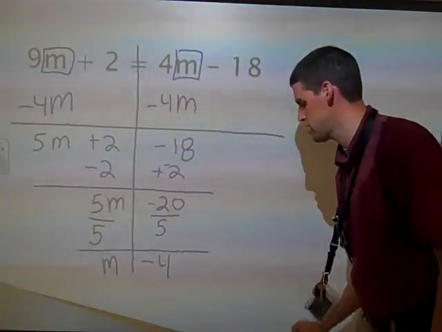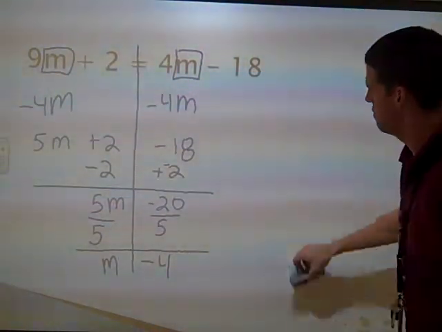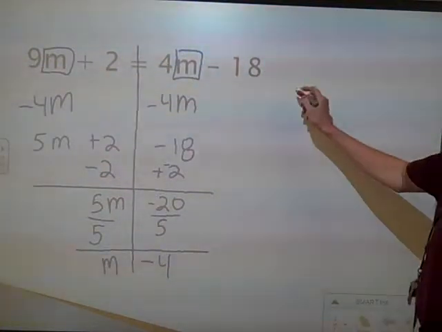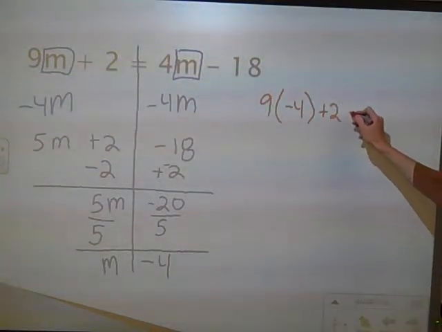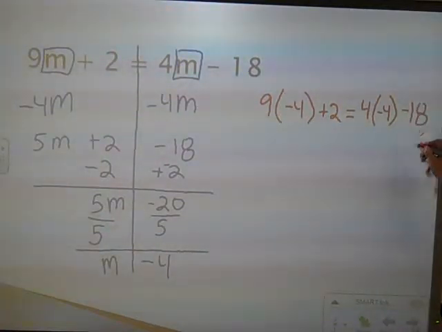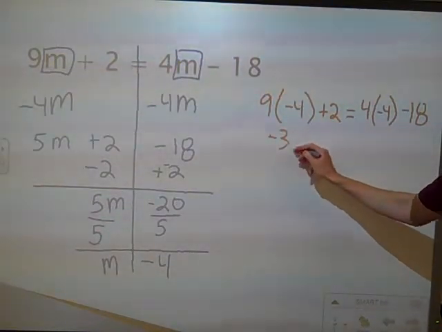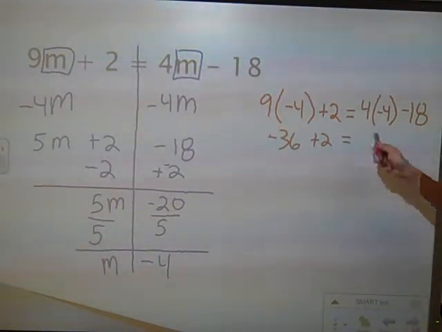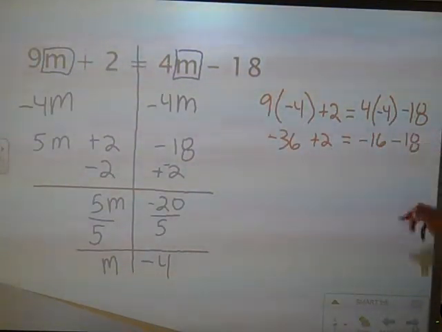So I also need to go ahead and check to see if this works. And to check these, I'm going to go ahead and plug my negative 4 into both sides. And both sides should be equal in the end. So let's go ahead and we have 9 times negative 4 plus 2 is equal to 4 times negative 4 minus 18. So go ahead and multiply first. 9 times negative 4 is negative 36. Bring down my 2 equals. Go ahead and multiply here. 4 times negative 4 is negative 16. And bring down my minus 18.